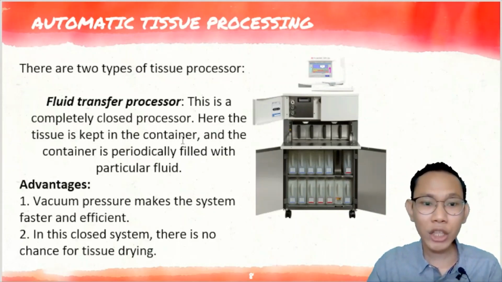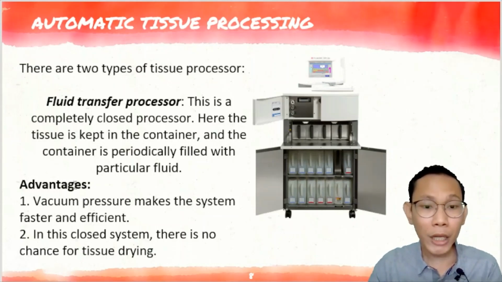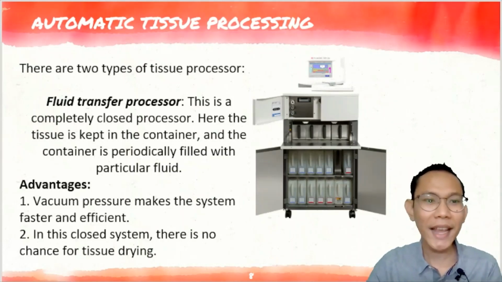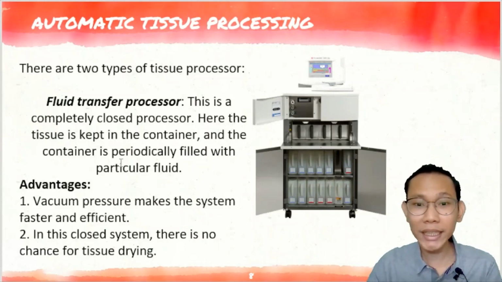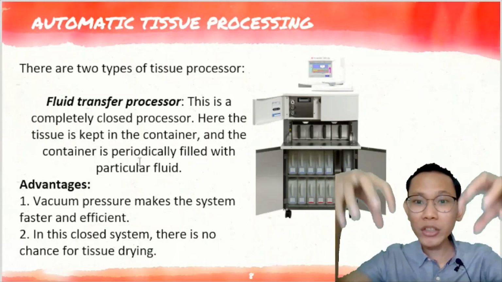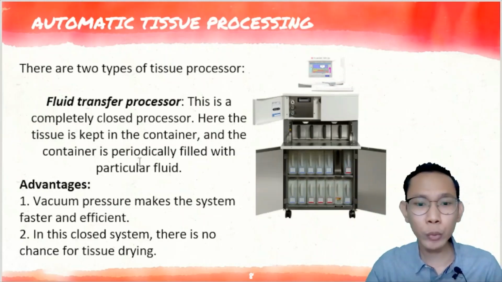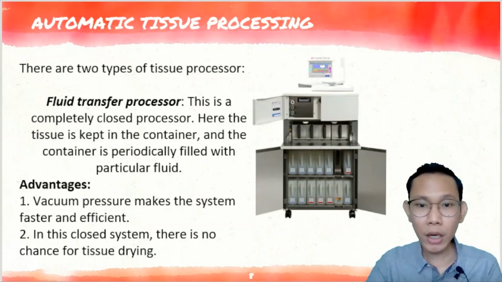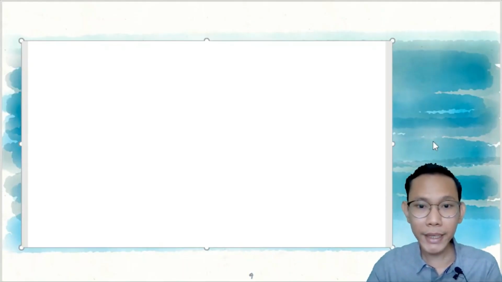So what is the advantages of your fluid transfer processor? Vacuum pressure makes the system faster and efficient. Later on, we will see what is the importance of this vacuum. And then, it is a closed system and there is no chance for tissue drying. Unlike sa ating tissue transfer processor kanina, of course, since open siya, na-open yung takip niya, then there would be a chance for tissue drying. So this is our video. Tingnan natin.